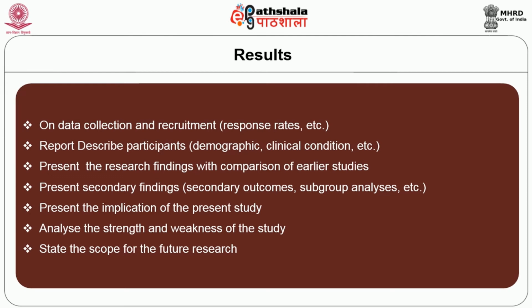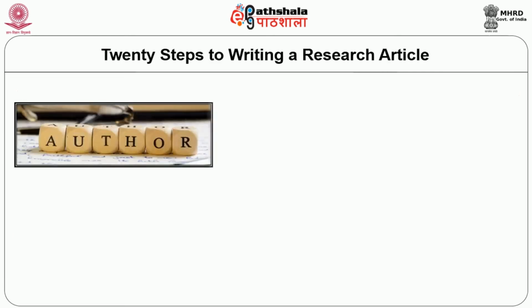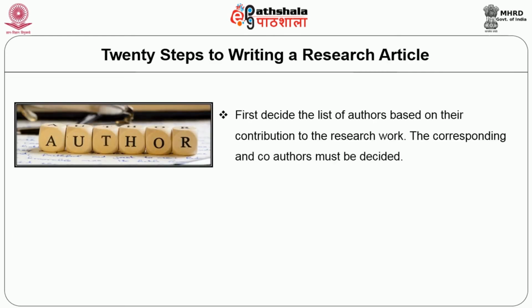Present secondary findings, that is secondary outcomes, subgroup analysis, etc. Present the implication of the present study. Analyze the strength and weakness of the study. State the scope for future research. Then, what are all the 20 steps to write a research article? First one, decide the list of authors. First, decide the list of authors based on their contribution to the research work.